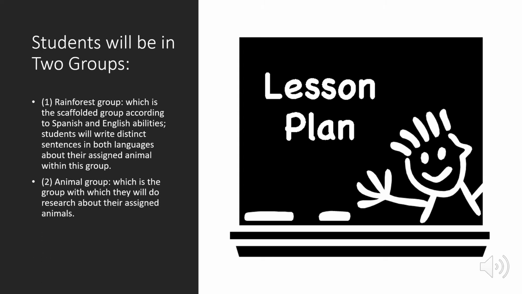The second group is called the Animal Group, which is the group with which they will do their research about their assigned animals.